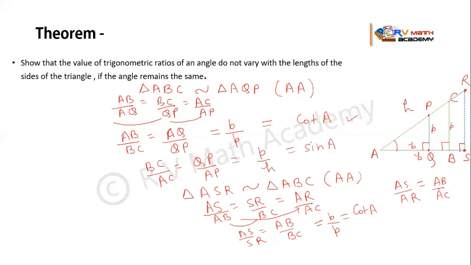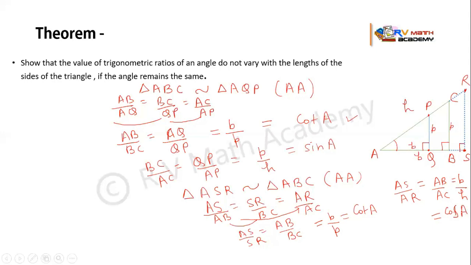Now we can see that AS is base and AR is hypotenuse. Similarly, AB is the base and AC is the hypotenuse in the triangle ABC. And we know that base upon hypotenuse is nothing but cos. So we can write it as cos A.